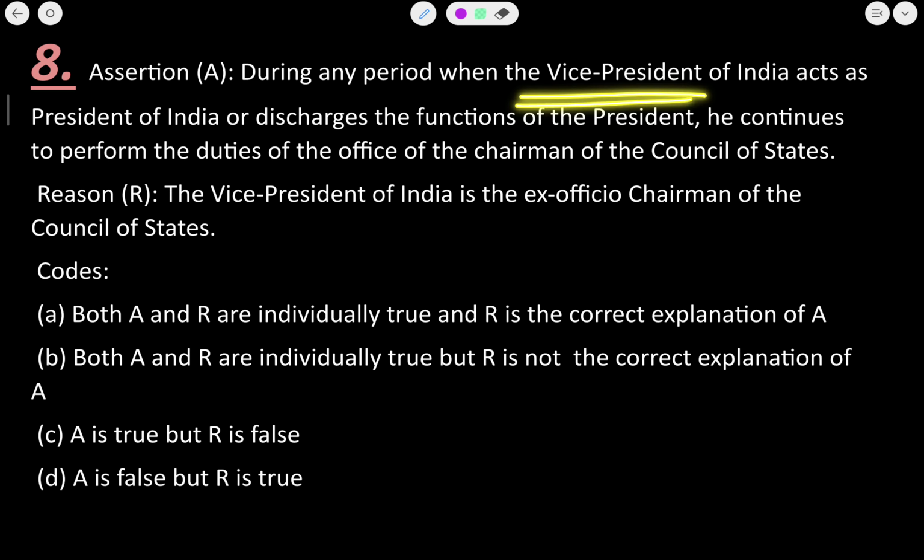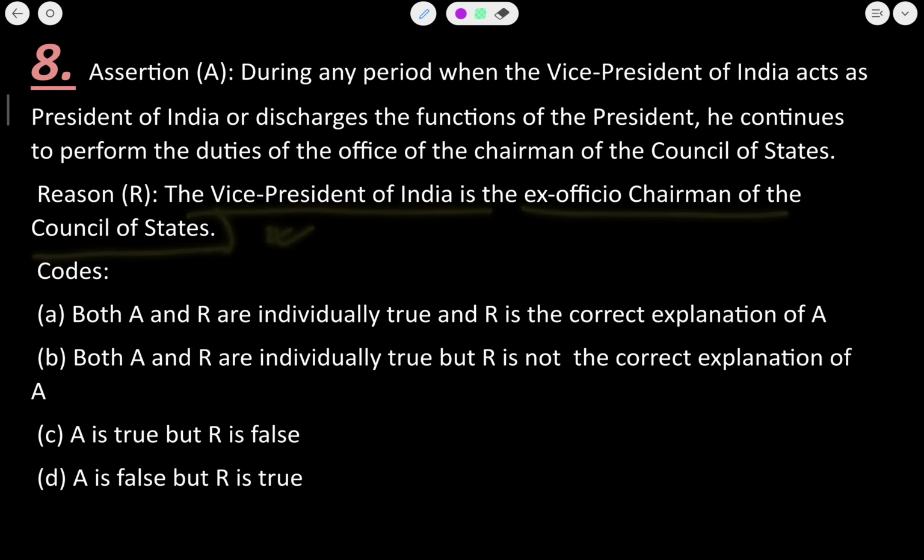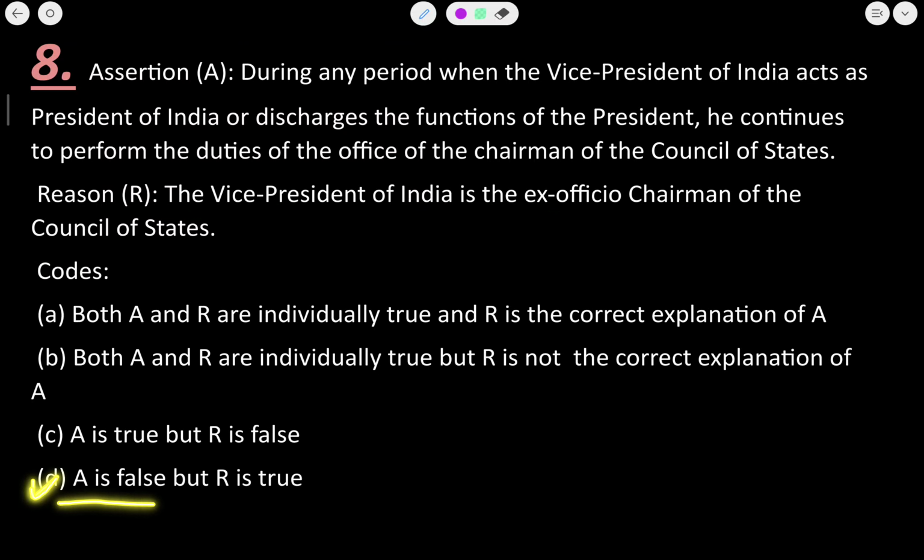Vice President does not act as the ex officio chairman of the Rajya Sabha when he holds the office of the President. So assertion is absolutely wrong. Next is the Vice President of India is the ex officio chairman of the Council of States. Absolutely correct statement है. तो हमारा D is a false statement, but reason हमारा R is absolutely true.